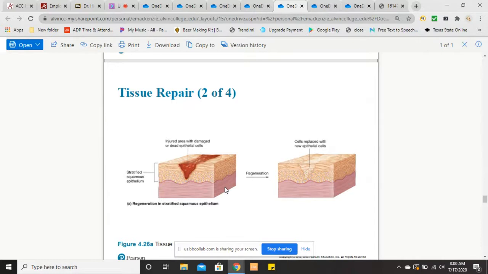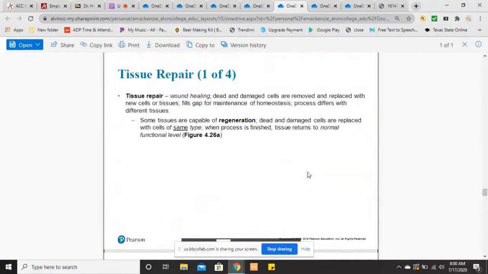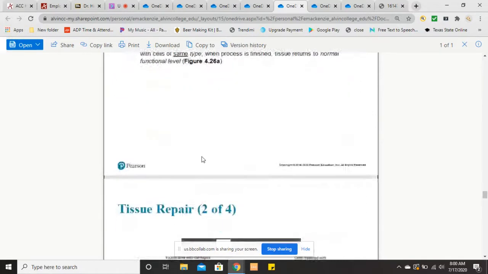So let's do regeneration first. That's what you see in this picture. In regeneration, you replace dead and damaged cells with the original cells that are supposed to be in that tissue. Yeah, you replace it with the same grouping of cells. That's regeneration. You replace dead and damaged cells with the same type of cells, the original cells that's supposed to make up that tissue.